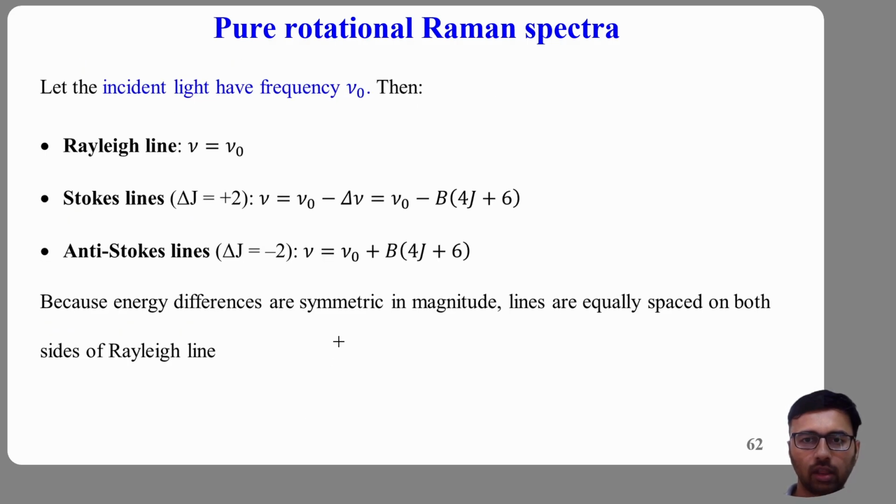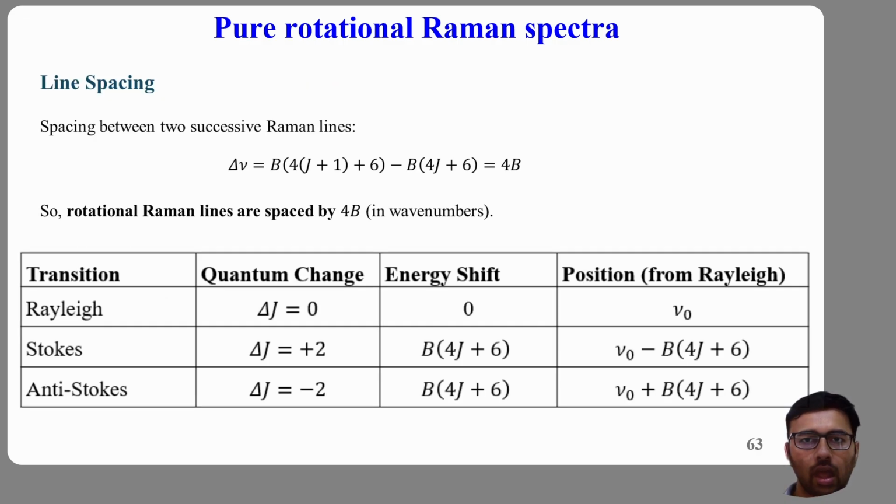Now let us calculate the spacing between the successive Raman lines. Suppose we compare two neighboring Stokes transitions, we subtract their energies, and everything simplifies beautifully. The spacing becomes 4B exactly. This is enormously important experimentally, because if we measure the spacing between Raman lines, we immediately obtain the rotational constant B. And once we know it, we can determine moment of inertia, bond length, and molecular symmetry. Look carefully at the predicted rotational Raman spectrum.